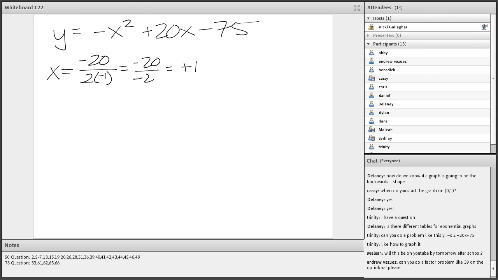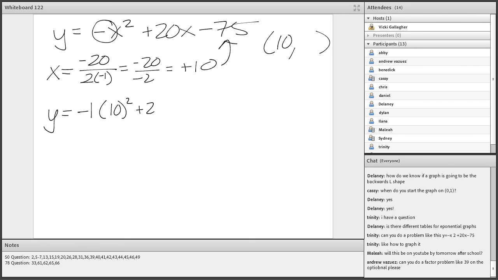And that's positive 10. So that's going to be my x-coordinate for my vertex. And then we're going to take this and plug it back into the original problem. Now on this one, you have to be a little bit careful. This negative sign right here is kind of like saying -1 times x squared. So just be a little bit careful with that.